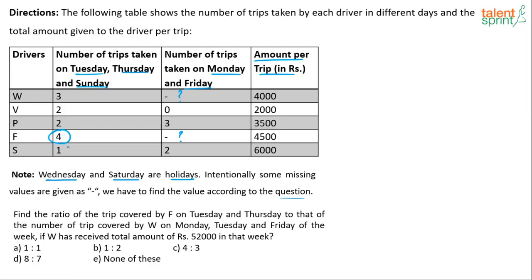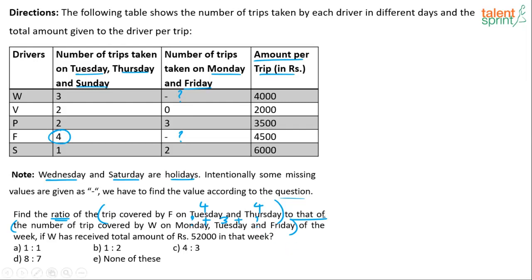Remember, this is not the total number of trips. It is the number of trips taken by them on Tuesday, Thursday and Sunday, each basically. So F takes 4 trips on Tuesday, 4 trips on Thursday. So you have to get the ratio of trips covered by F on Tuesday and Thursday to that of the number of trips covered by W on Monday, Tuesday and Friday. Now W on Monday and Friday, of course we do not know the value. On Tuesday it is 3. So basically the second part is going to be question mark plus, Tuesday it is 3 trips, plus Friday it is question mark.